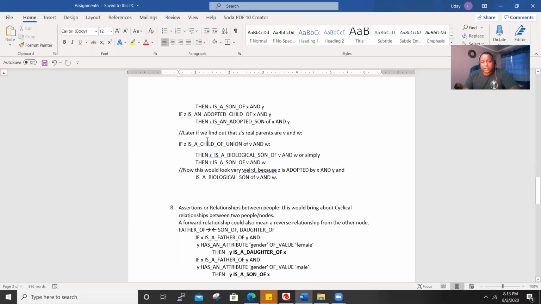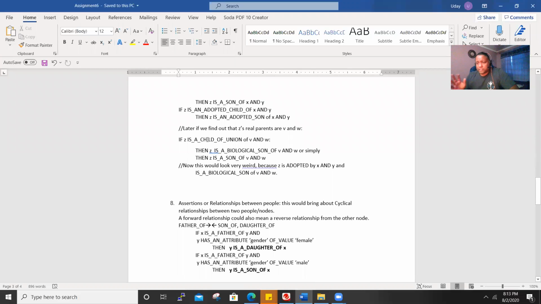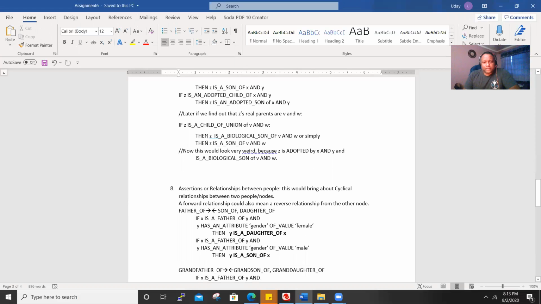But now, what happens if Z finds out his real parents are V and W, two other people? Then, if Z is a child of the union of V and W, then Z is a biological son of V and W, or simply a son of V and W. Now, it looks very weird because Z is adopted by X and Y, and now he's a biological son of V and W. So you'd have two pointers going in from two different relationships, two different partnerships, going to Z. It looks very weird, but it's very practical, and we have to represent this.